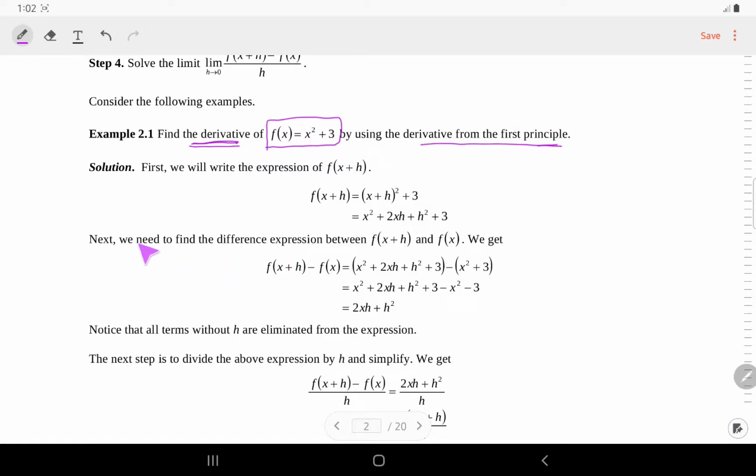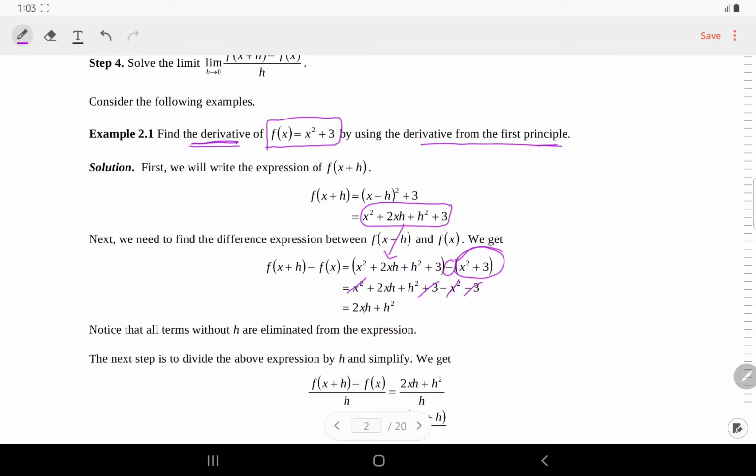And then for the second step, we need to find f(x plus h) minus the original function. So our f(x plus h) is here. Masukkan ke sini, and then minus with the original function, which is here, x squared plus 3. Tolak kan. So akan jadi x squared plus 2xh plus h squared plus 3 minus x squared minus 3. So when we simplify this expression, we'll get 2xh plus h squared, because we can cancel out x squared and 3.